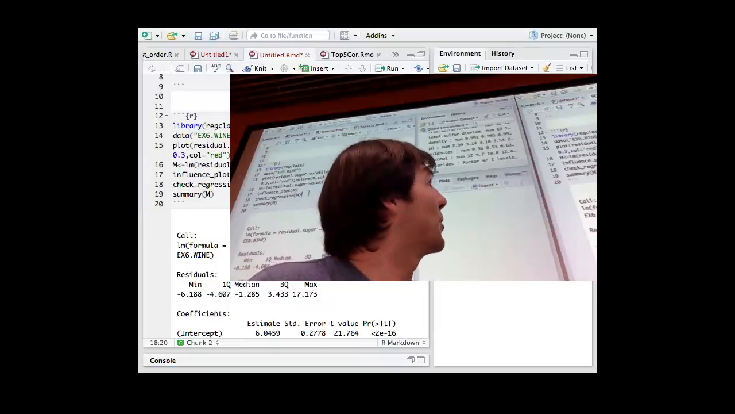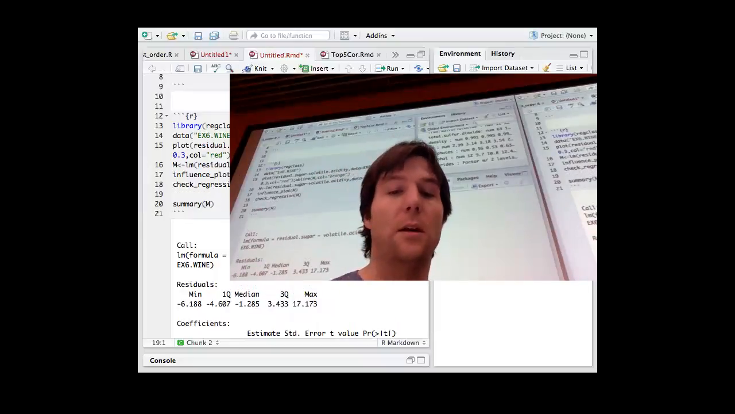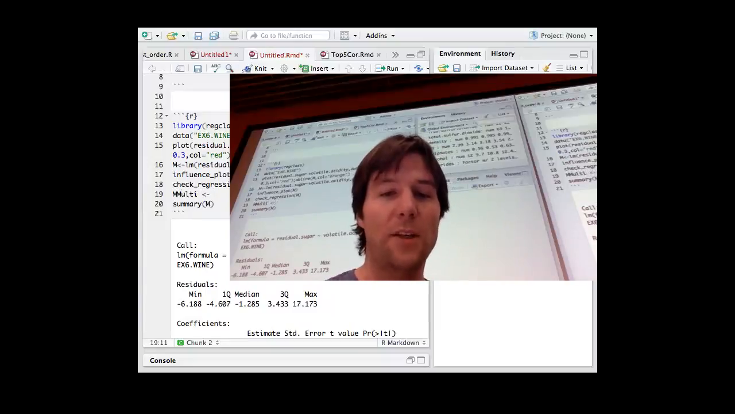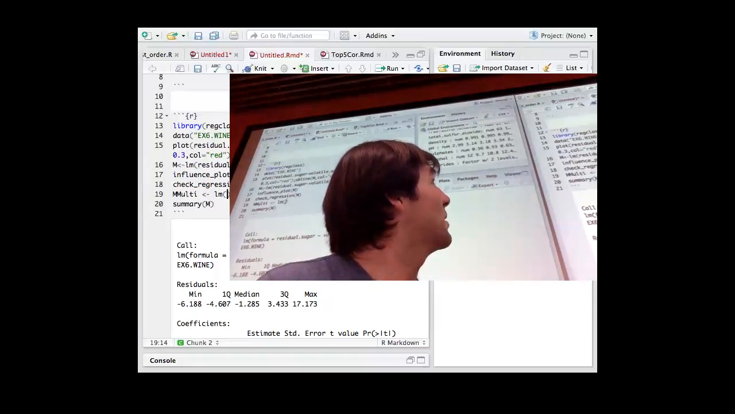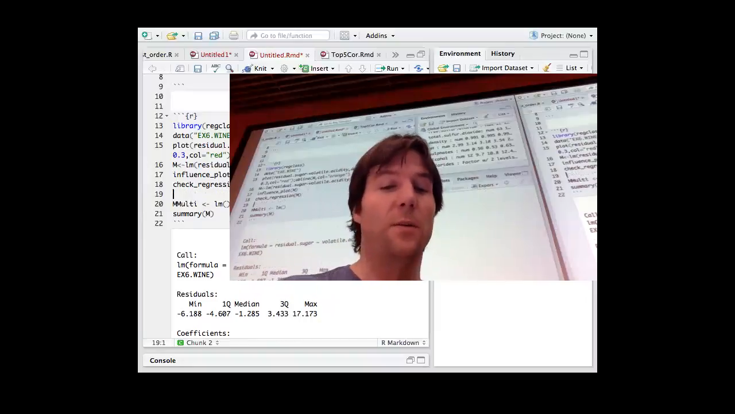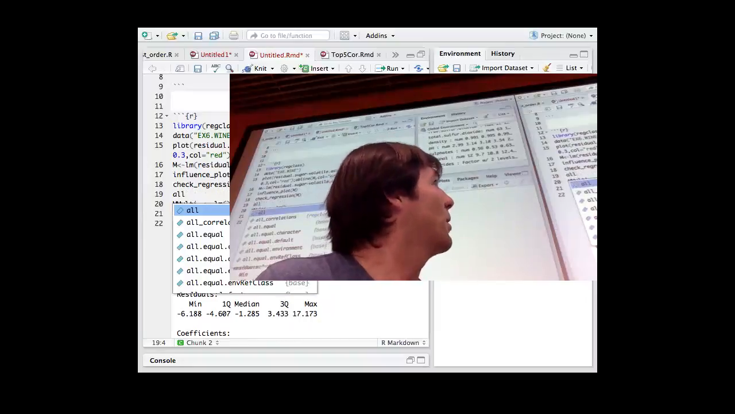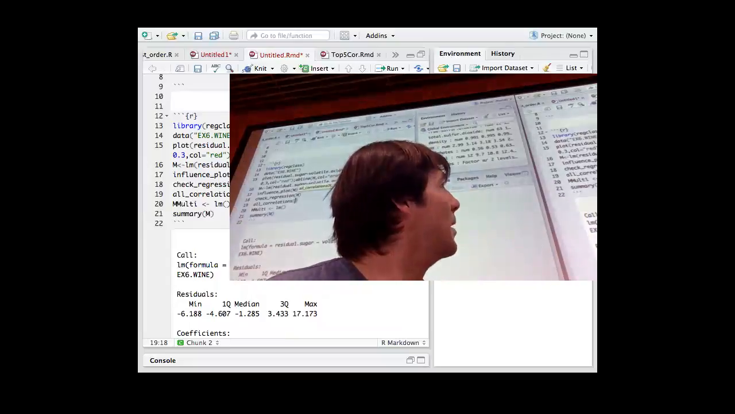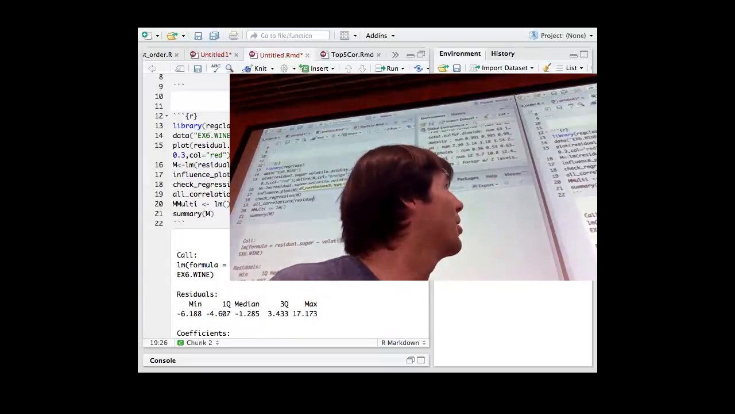Let's do multiple regression, and let's call our model M multi. Let's save into it. Let's call an LM function. I don't know the names of the variables in this data set. Let's do residual sugar. Here's how you figure out what you want to do. You run the all correlations command, and we want to predict residual sugar.